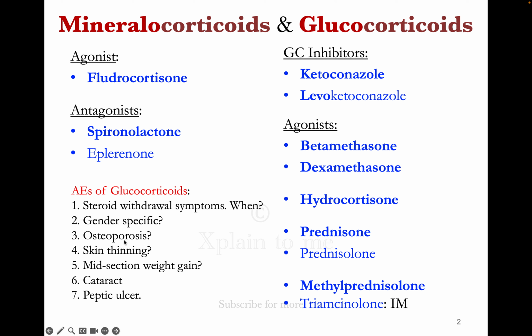Then osteoporosis is another major one, both in males and females. The reason: corticosteroids can inhibit osteoblast activity. Remember, blasts build bone, right? Osteoblasts lead to accumulation of more calcium, but that can be blocked by corticosteroids because they block osteoblast cells. There is less osteoblast activity. This can lead to porous bones.